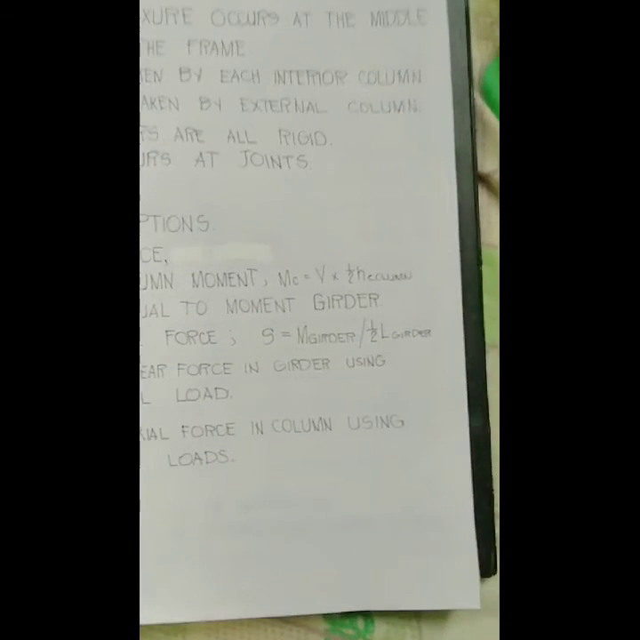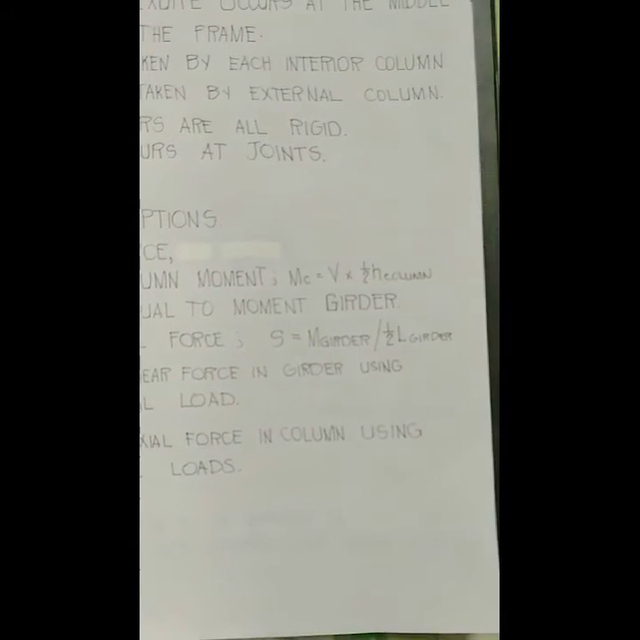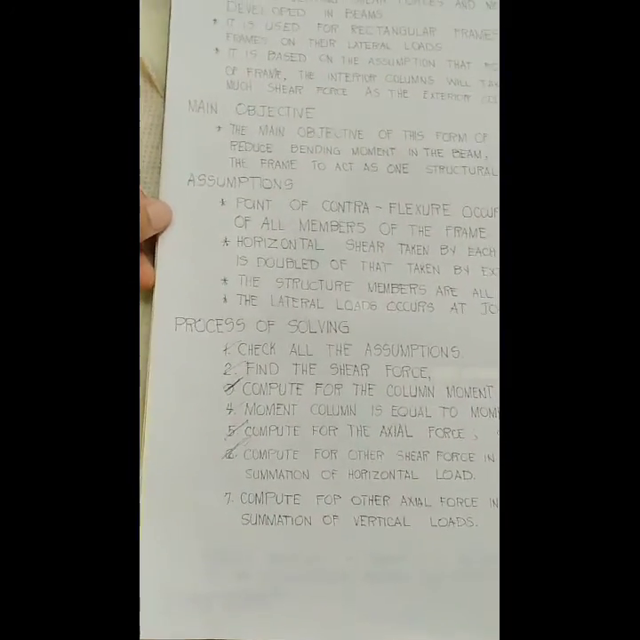Ang pang-fifth na process is compute for the axial forces, where axial forces is equals to moment girder divided by 1/2 length ng girder. And the sixth process is compute for other shear forces in girder using summation of horizontal load. The last one is compute for other axial forces in column using summation of vertical loads. So always remember that para sa portal method.